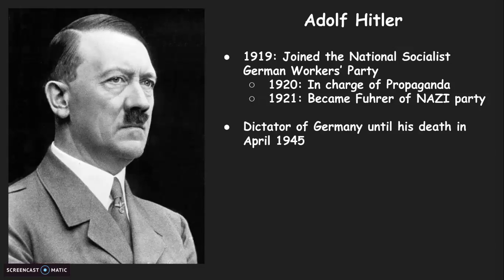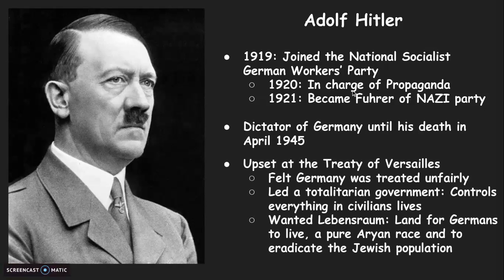By 1920, because of his great speaking and charisma, he winds up getting put in charge of the propaganda department of the Socialist Workers Party, and in 1921, by an almost unanimous vote, he becomes the Führer of the Nazi Party. From there on out, he names himself dictator until his death in 1945. The Nazi Party will lead under a totalitarian type of government.